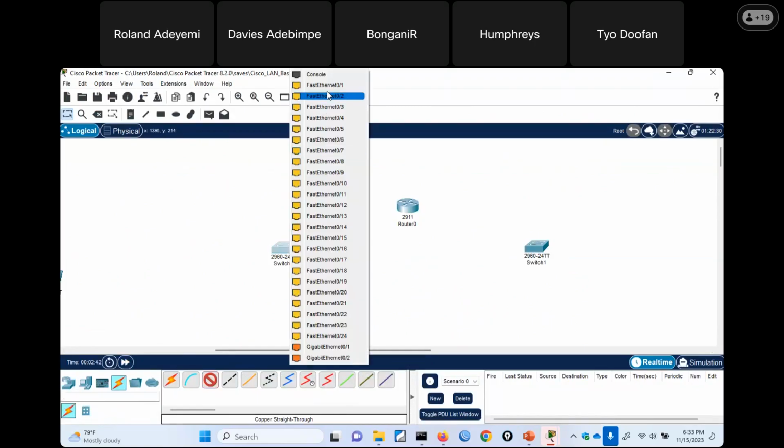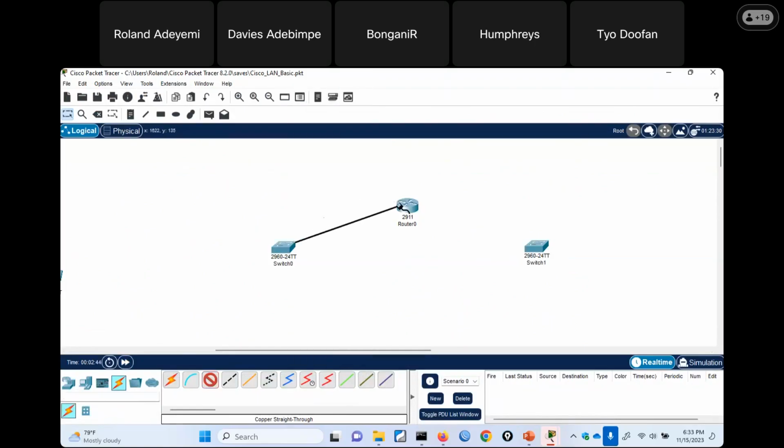I won't put any computer. I just need to show you how this thing works. So in this segment, let's say 200.100.100.0/24. On the other segment, let me use 192.168.100.0/24. What does that mean?